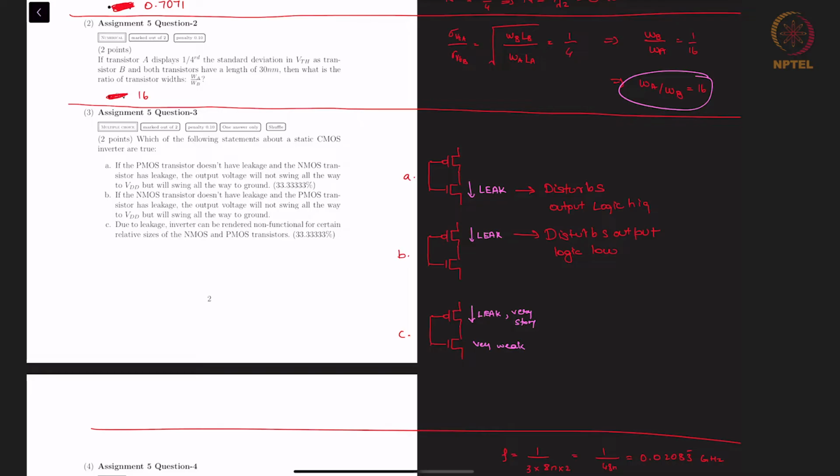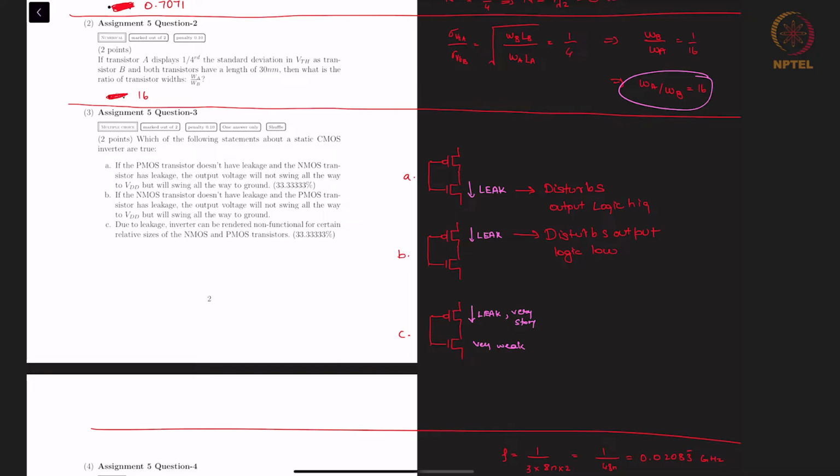Next, which of the following statements about static CMOS inverter are true? I have given the three situations described as A, B and C as diagrams on the right. In A, the NMOS has leakage, so when the output is logic high, that is when the PMOS is trying to pull it up to VDD, the NMOS will be off but leaking in some ratios, so you won't get a proper VDD, you won't get a proper logic high. In situation B, you won't get a proper logic low for the same reasons.